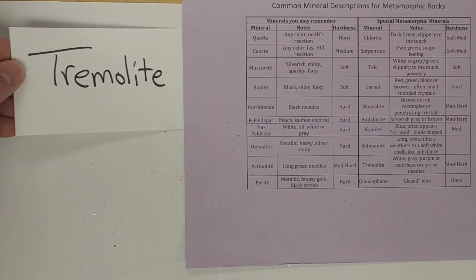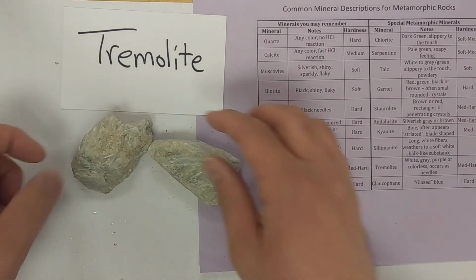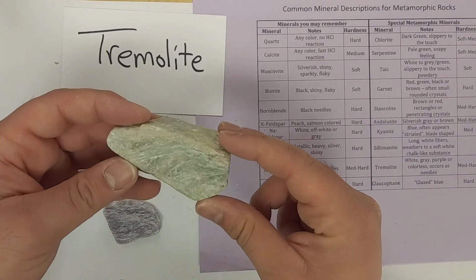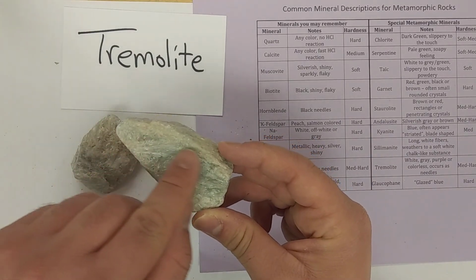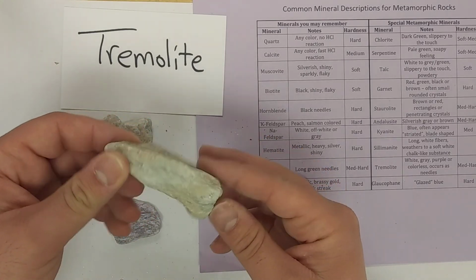Tremolite is another one. And this one also has needles, except it's not dark green like actinolite is. It could be in purple color as well, but usually it's white to off-white. But you look at these really, really prickly needle-like crystals. Okay, that's tremolite.